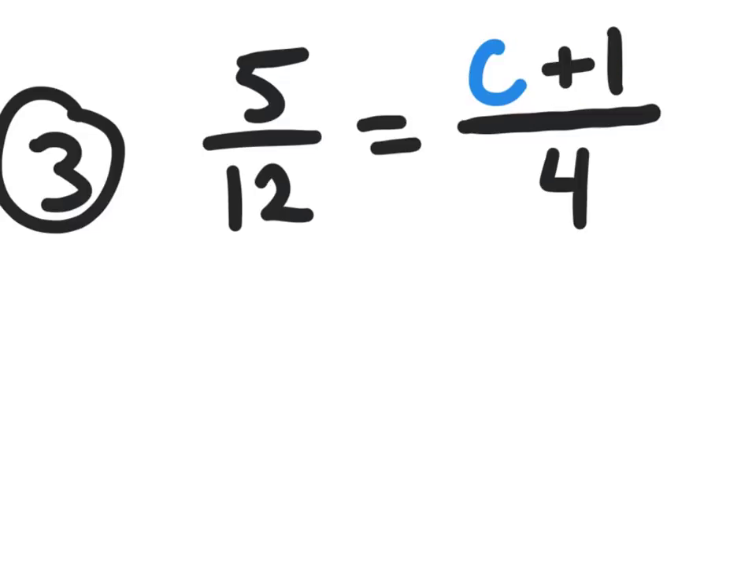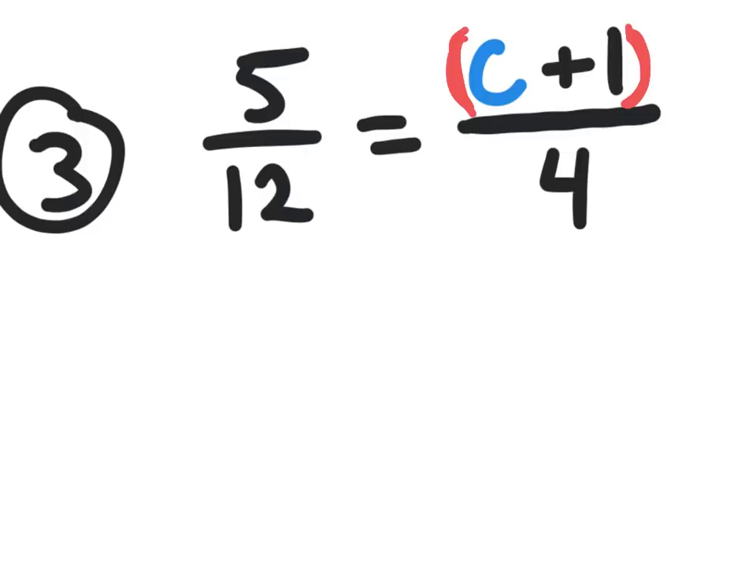There's a binomial right here. That means 2 terms. So you need to keep this numerator together, and the only way to do that is to use parentheses. So we all need to put parentheses around that c plus 1 to keep it together as one term, as one item, even though it's 2 terms.